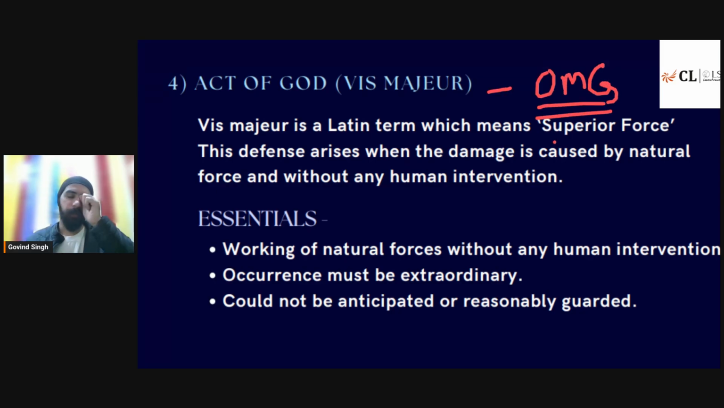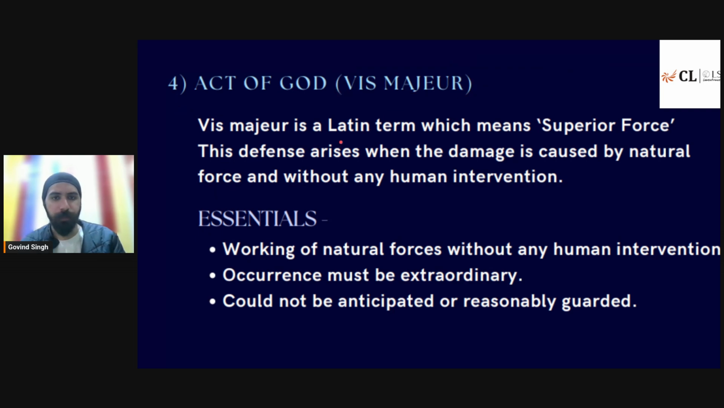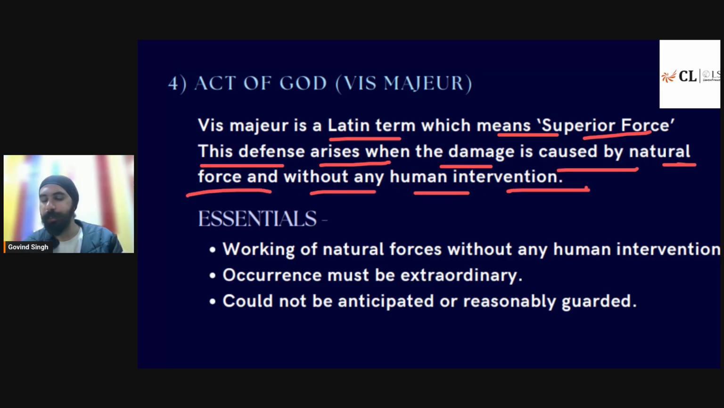Act of God. Now, something which is beyond your control or caused by natural forces is called an act of God. It's also called vis major. That means a force which you cannot predict or cannot defend from. So, vis major is a Latin term which means superior force. This defense arises when the damage is caused by a natural force and without human intervention.